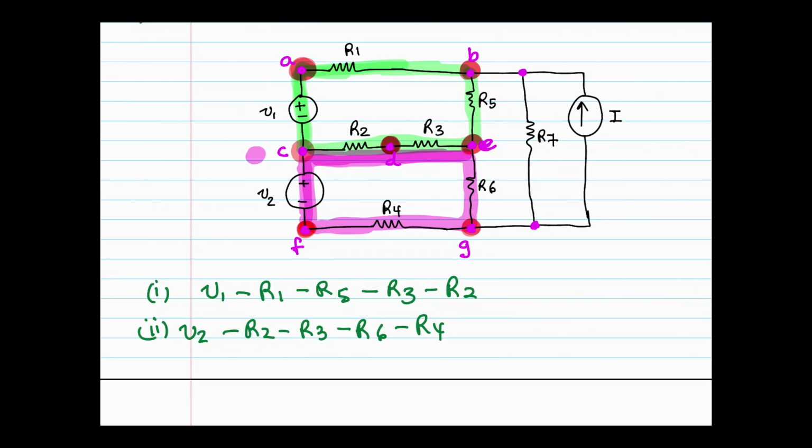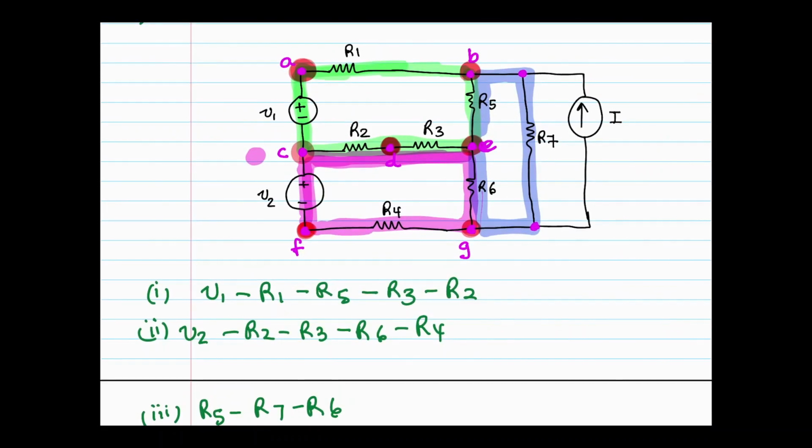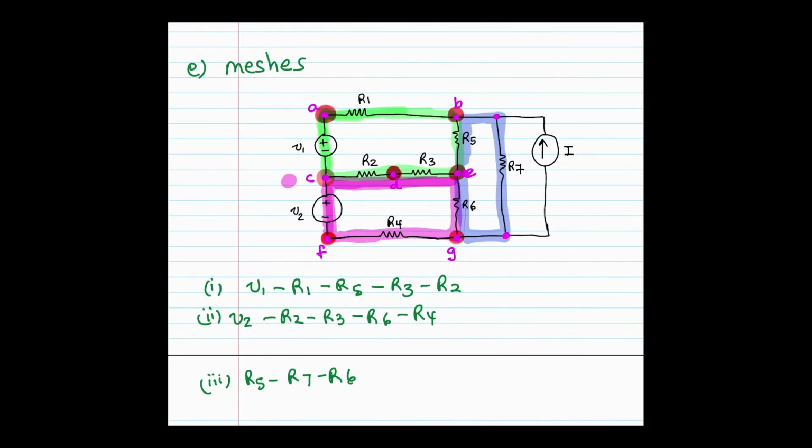Okay, so this guy, see, that's one mesh as well. So the third mesh that I'm going to write here is really R5 through R7 through R6. Okay, and there is one more. Okay, there is just one more mesh.